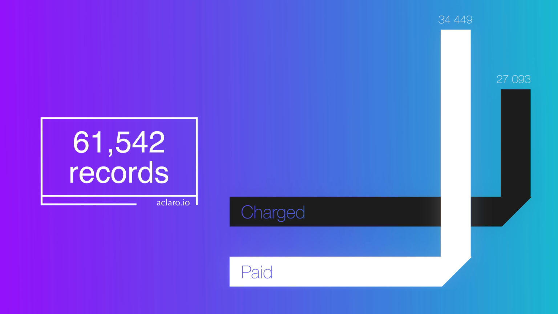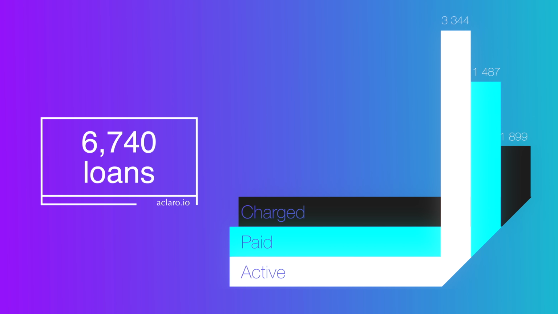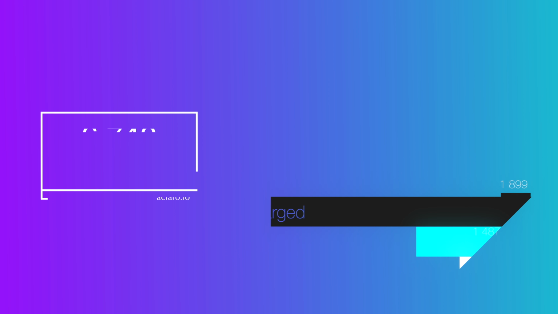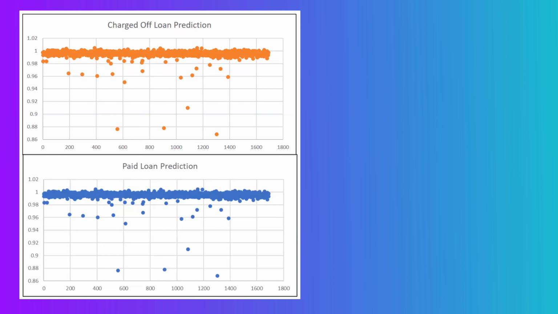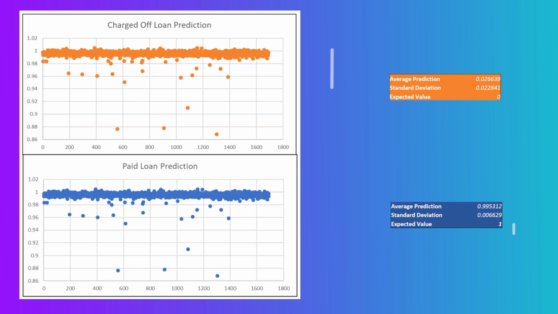Of the 61,542 records, 34,449 were paid and 27,093 were charged off. Then we took a test set provided by Tracer with 6,740 loans. 1,899 were charged off, 1,487 were paid, and 3,344 are active. We used the charged off and paid loans to test the predictions of the AIs. The 3,344 active loans were used to create a live view of current risk.